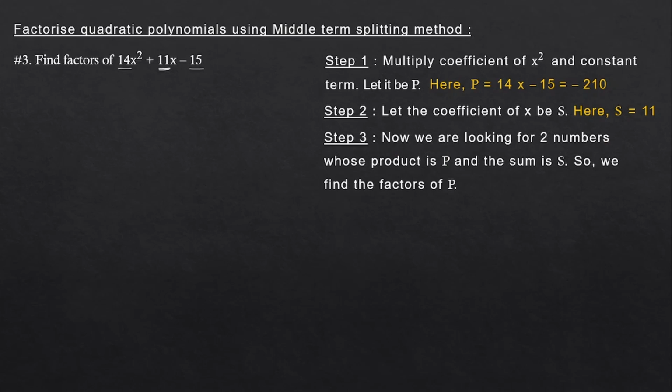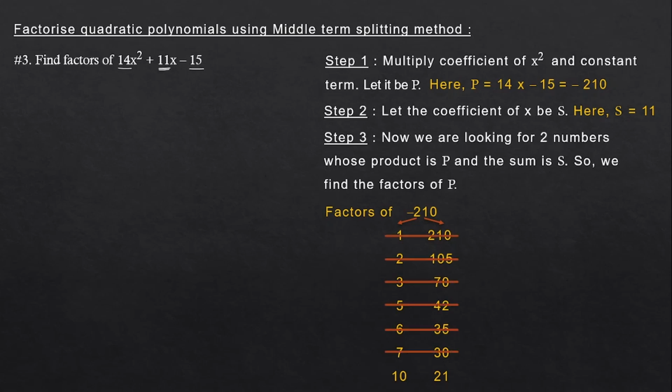Now we find factors of 210, not the negative one, the positive 210. These are all my pairs of factors. Out of these, if I go through them individually, I find that it is 10 and 21, which will give me my 11. But then, is this the sign that they will carry? No. I want a negative 210. Therefore, it will be either 21 times negative 10 or negative 21 times 10.